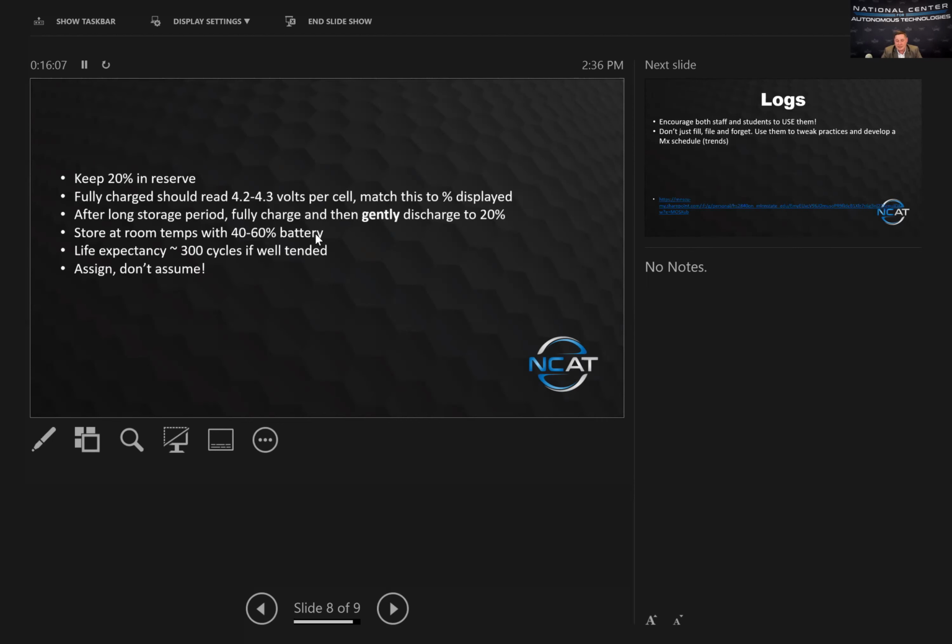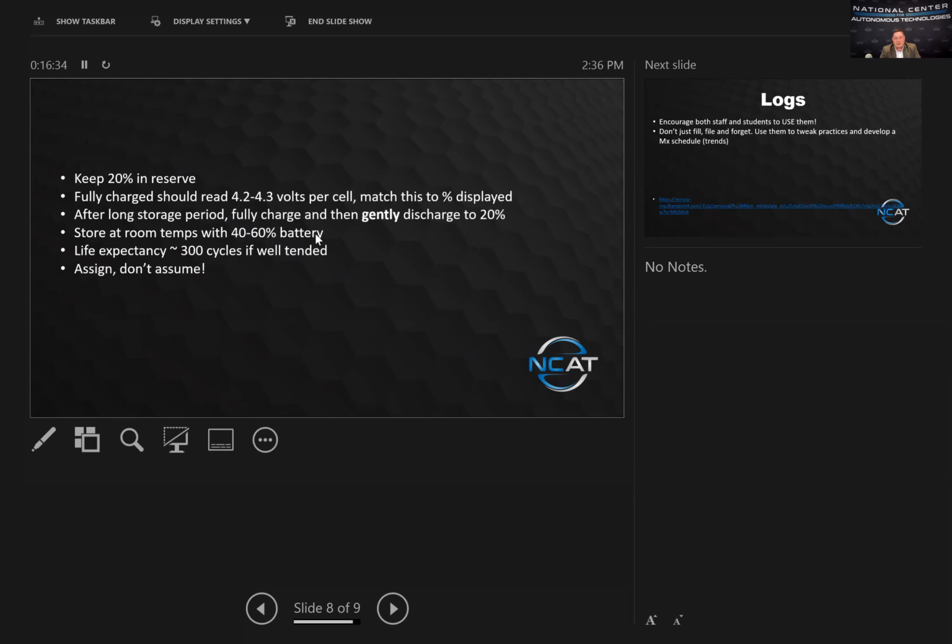When I say gently discharge, I'm talking about hovering and just allow it to hover until it gets back down to 20%. I wouldn't do too much in the way of maneuvering. You want a nice, easy discharge on it. That should really kind of do a soft calibration of the intelligent flight components within that battery. And then that'll make sure that when you do charge it back up, it fully goes back up to 100%.